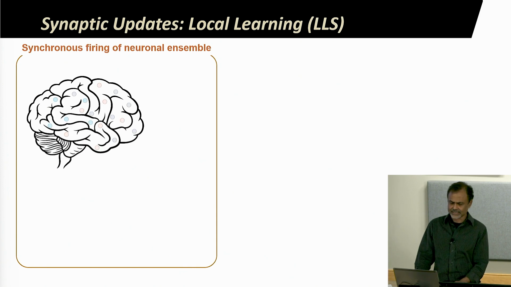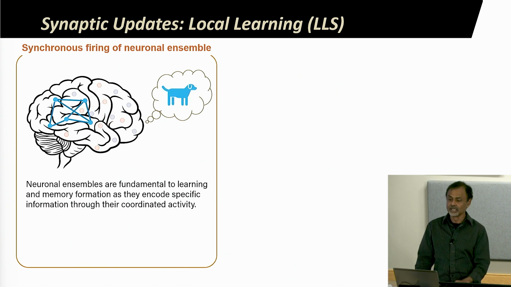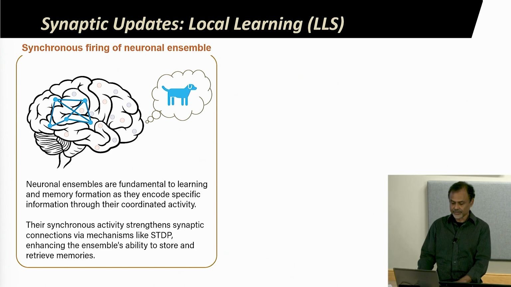So it turns out that synchronous firing of neuronal ensembles has been observed in the brain. As an example, if I show a cat, a certain set of neurons would fire at the same time. On the other side, if I now show a dog, a different set of ensembles would fire. The neuronal ensembles, neuroscience claims, are fundamental to learning and memory formation. And they encode specific information through their coordinated activity. And their synchronous activity strengthens synaptic connections via different kinds of learning mechanisms.